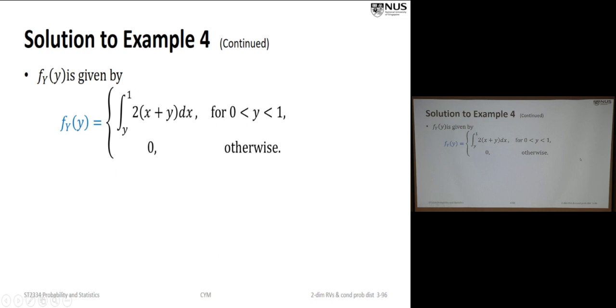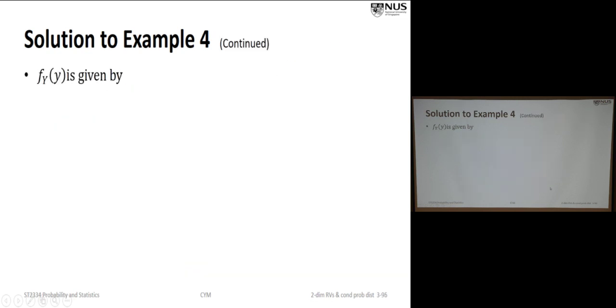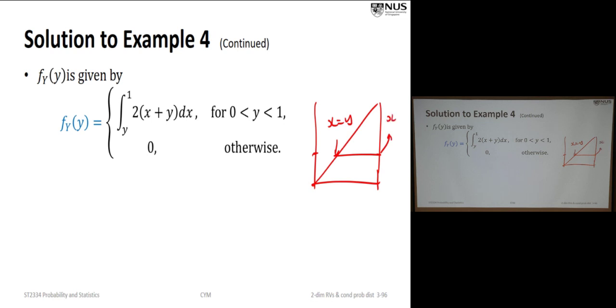So I do the same thing for y. Now for y, I have to integrate out x. If I go back to the picture here, this is the region for which the PDF is non-zero. So I integrate for fixed y. I have to integrate out x. At this point, x is equal to y. At this point, x is equal to 1.